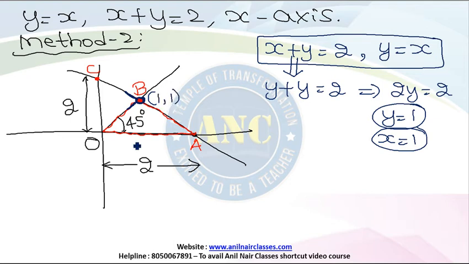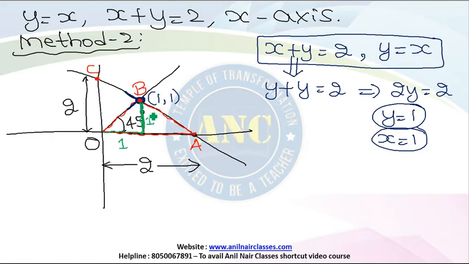The meaning of the coordinates of point B being 1 comma 1 is that this value is 1 and this value is also 1, right? I believe that you are able to understand. This particular value is also nothing but equal to 1. This particular value is also nothing but equal to 1.